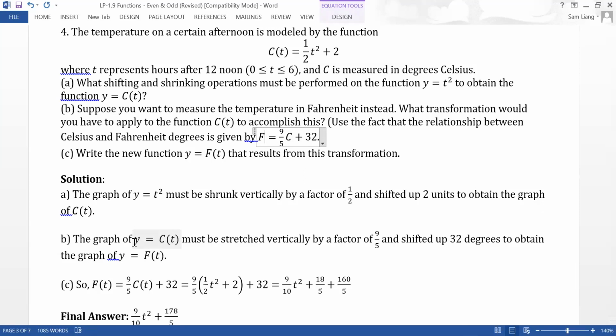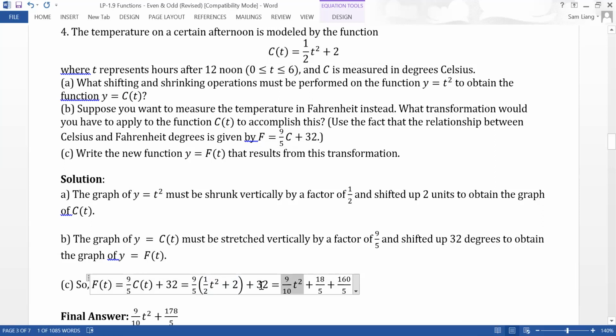All right, so we just plug this function into this function. c of t equals 1/2 t squared plus 2. We're going to plug that expression into here, c, and you'll see what we get. We get 9/5 times 1/2 t squared plus 2, that's the c function, and then plus 32. Just distribute the 9/5. We get 9/10 t squared, that's here, and then plus 18/5. Okay, so 9 times 2 is 18.